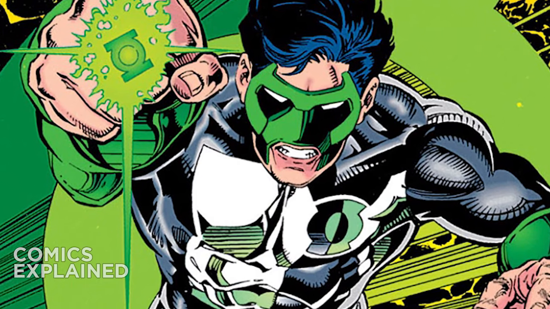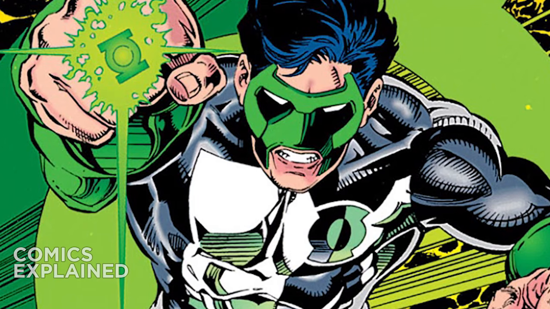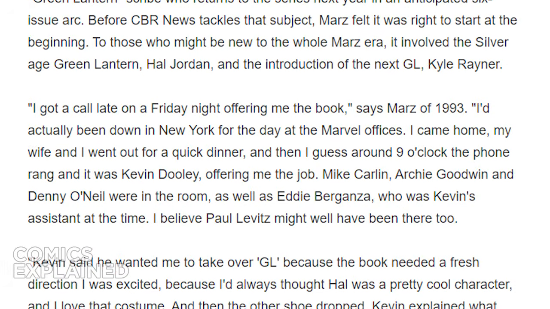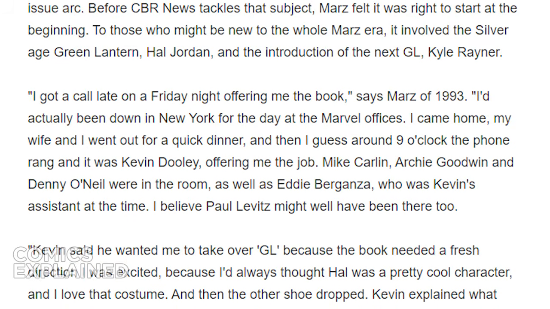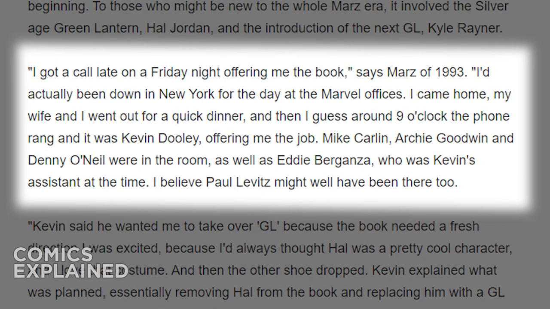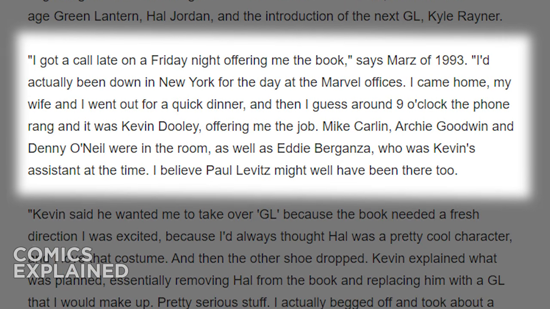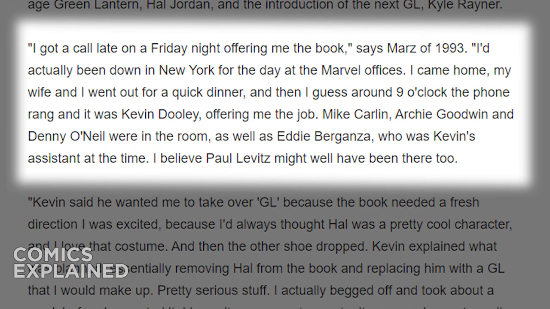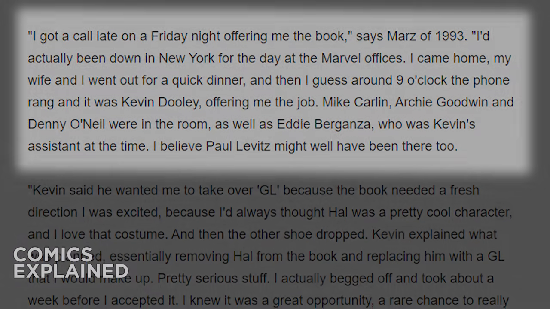But regardless of the circumstance, Ron Marz was ultimately just kind of given the Green Lantern book with issue number 47. Literally, he got a phone call on like Friday night by Kevin Dooley, who was the editor of Green Lantern at the time. He got a call on Friday night, said, do you want the Green Lantern book? And Ron Marz said yes, because I'm a huge Green Lantern fan. And he was like, okay, here's the partial scripts for like issues 46, 47, and 48. Have at it. And so he had like these insane deadlines that he had to make. And it was kind of crazy.